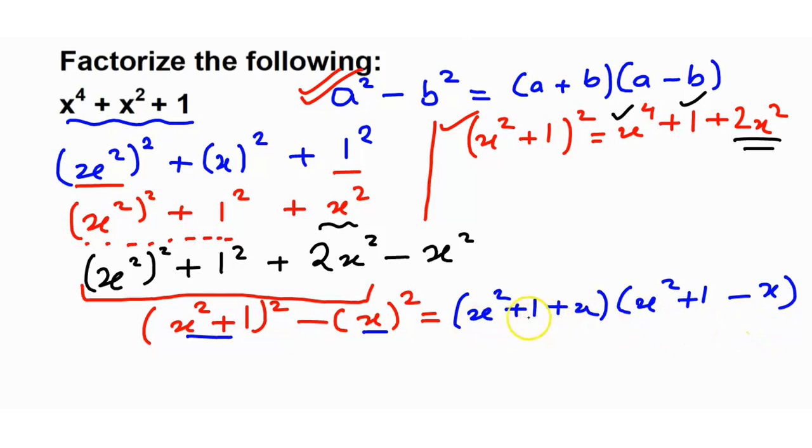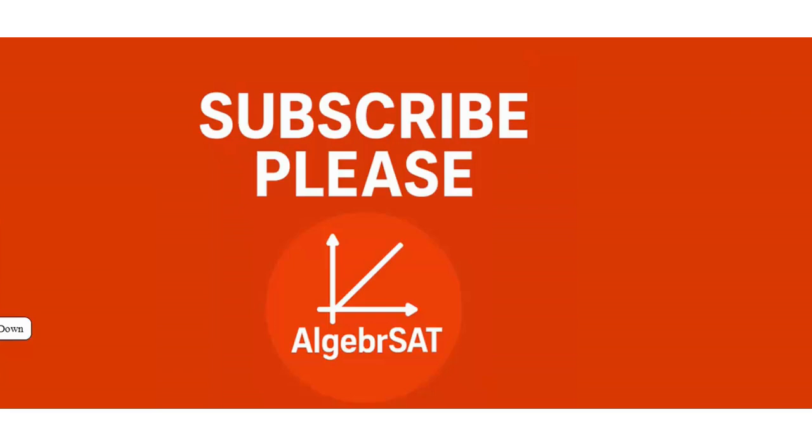We'll just leave it here because if we try to further factorize it, we'll get the answers in under root. So the factorized form is coming as x square plus 1 plus x into x square plus 1 minus x. And please remember to do this also.